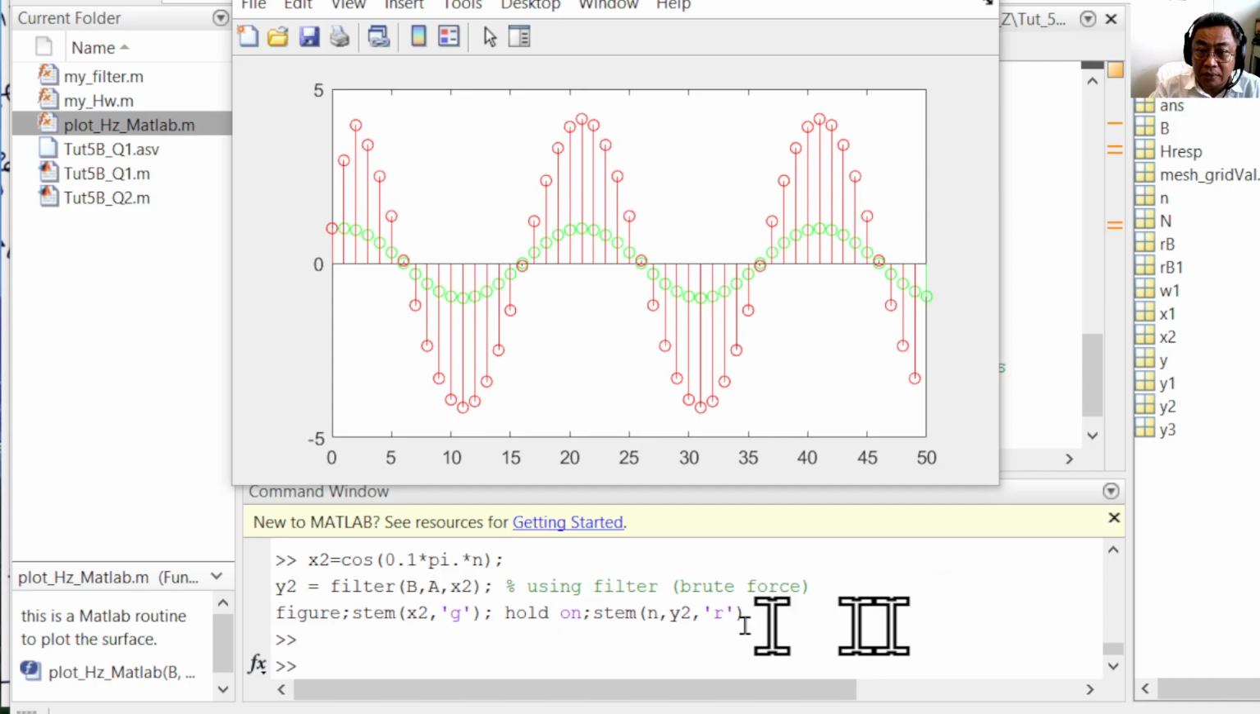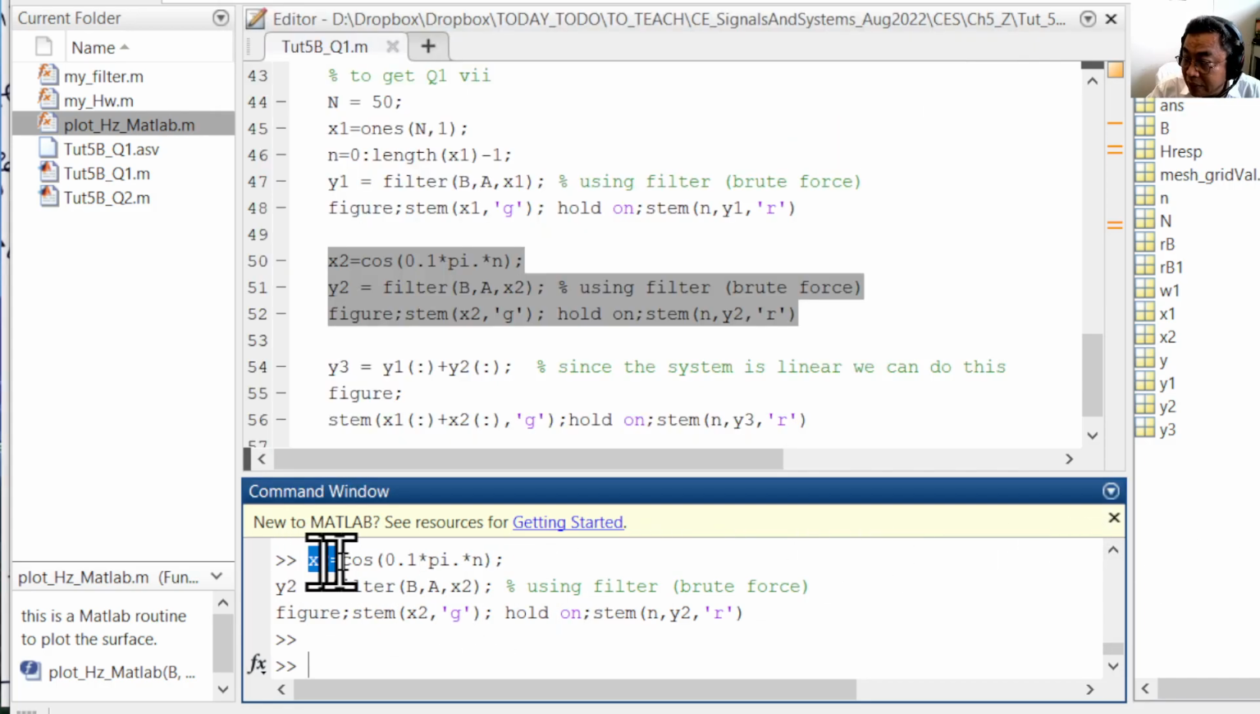So again, the first thing we do is to use MATLAB to simulate. So x2 of n is this equation over here, and basically we use 50 samples of n, and omega is 0.1 pi. We then send this x2, which is a vector of 50 numbers, using filter(b, a), we get y2, and we are plotting x2 as green and y2 as red.